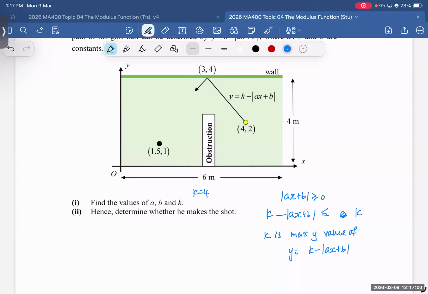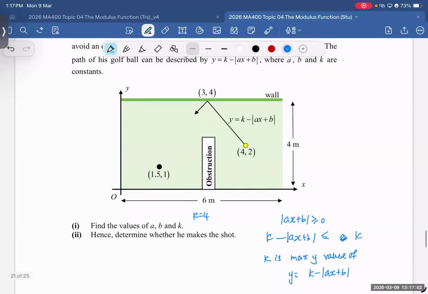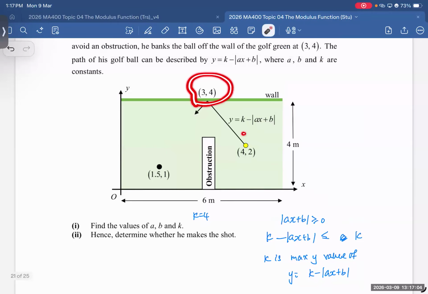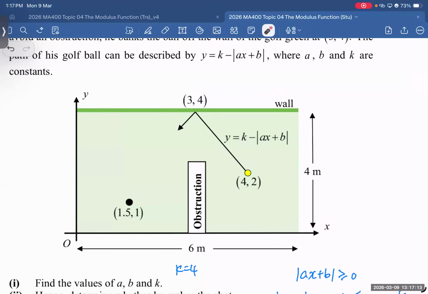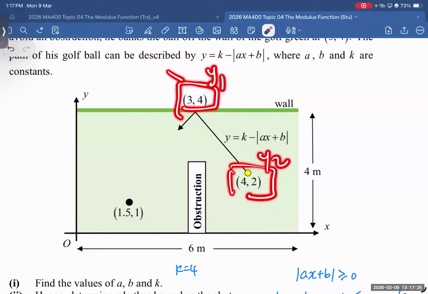Okay, after that, I substitute 3 and 4 inside here. You can use this to solve for A and B. So the thing is, how do I find A? Very simple. I know that A has to be the gradient of the line, right? A has to be the gradient of the line, using y1 minus y2 over x1 minus x2. I solve for this.